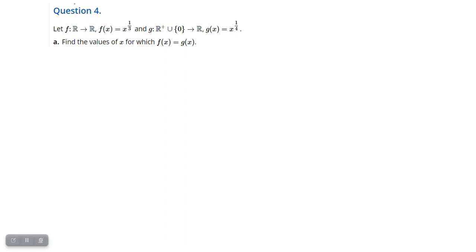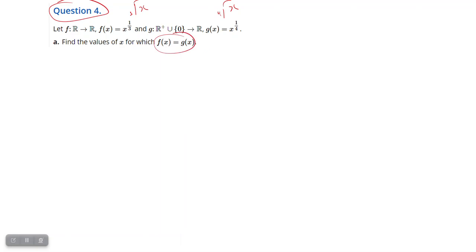This is for Year 12 Methods. We're going to look at exercise 1G, question 4a. So we've got two graphs. One's a cube root of x graph, and one's a fourth root of x graph. Okay. And we want to find when f of x equals g of x.